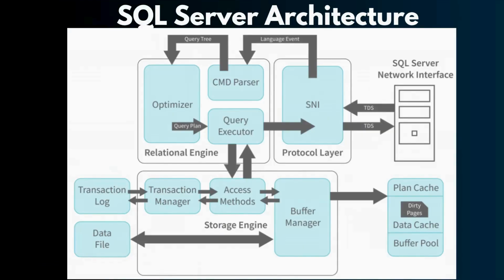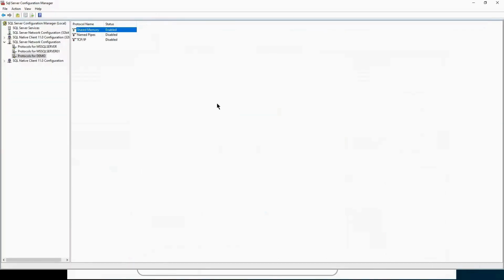And if you are wondering where you can find those protocols, you can go into the search box and search for SQL Server Configuration Manager. You will see a window like this, and here in the SQL Server Network Configuration, you can see the protocol names: shared memory, named pipes, and TCP/IP. So now let's understand each protocol.